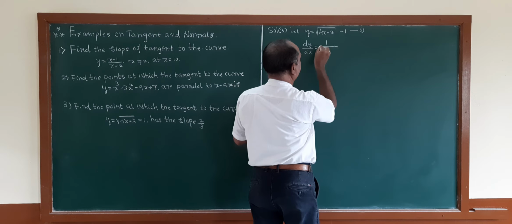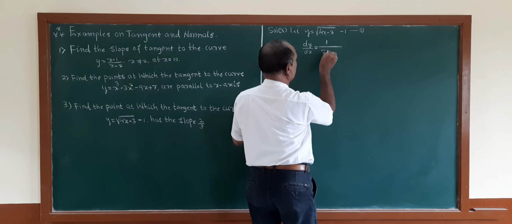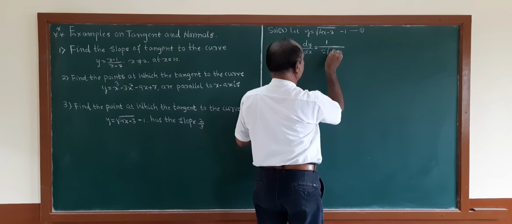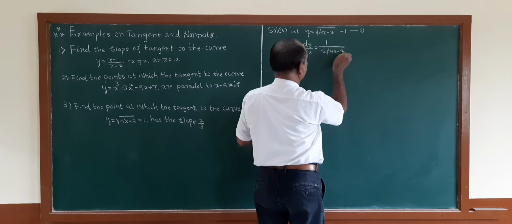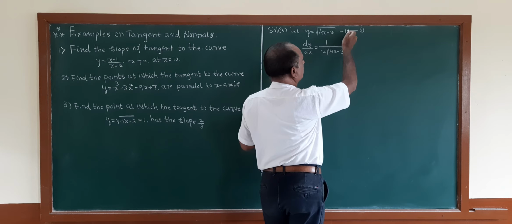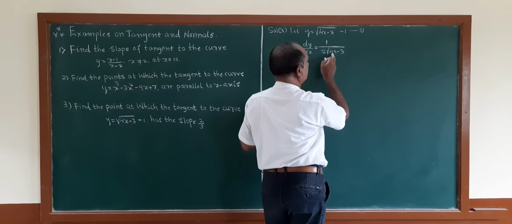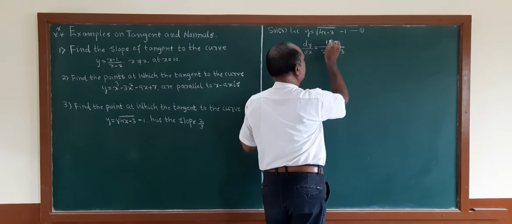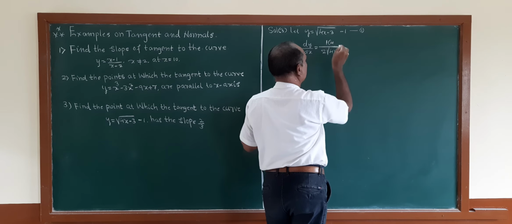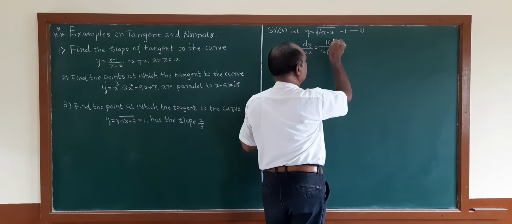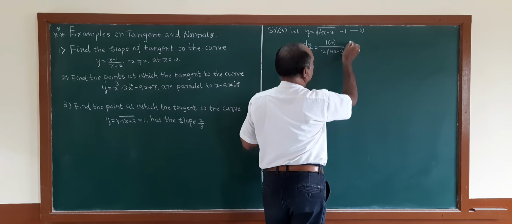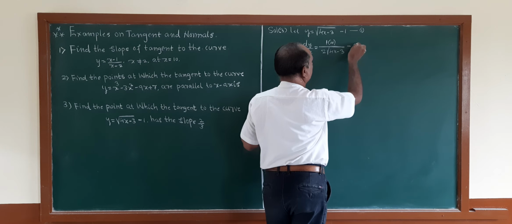1 divided by 2 into the square root of 4x minus 3, then the derivative of minus 1. So 1 divided by 2 into root of 4x minus 3. Again you have to write the derivative of 4x minus 3. So the derivative of 4x is 4, minus the derivative of 3, that is 0. Then minus the derivative of 1, that is again 0.